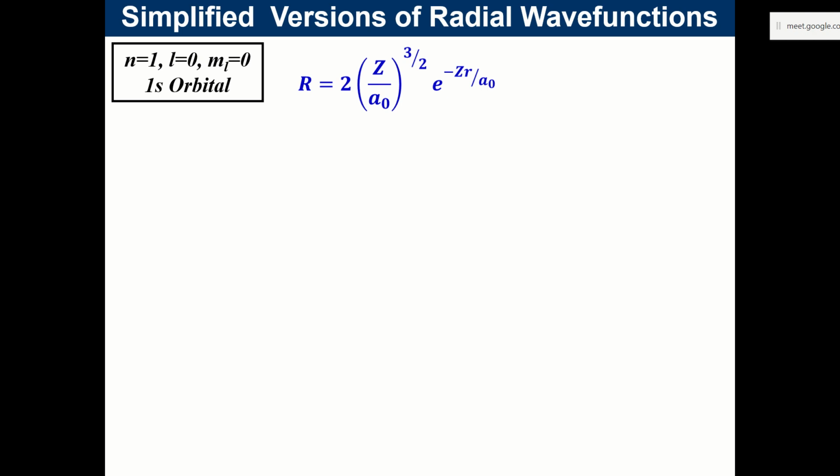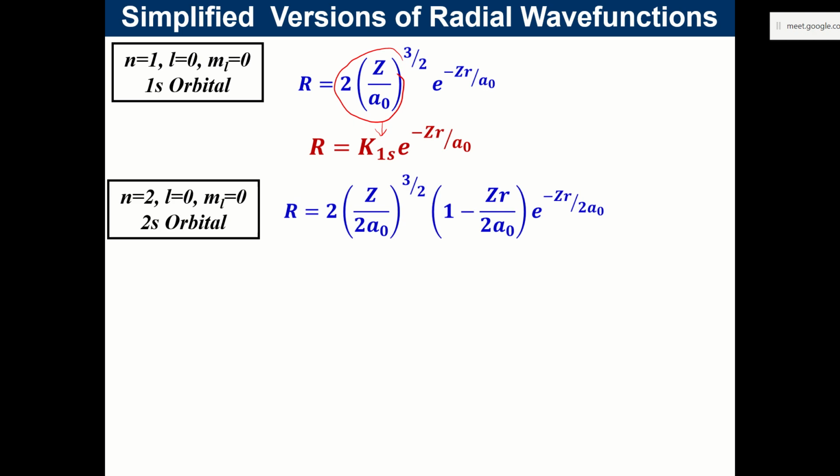So let's just focus on the first 2-3 solutions, and then you can get the idea of how all the others would be. The first thing we saw: all s orbitals have maximum amplitude of the wave at the nucleus. Let's take the example of the 1s orbital. Whole of this is summarized as k1s. Then you are left with this Zr by a naught. So this is the exponential decay profile that we had discussed in the last class.